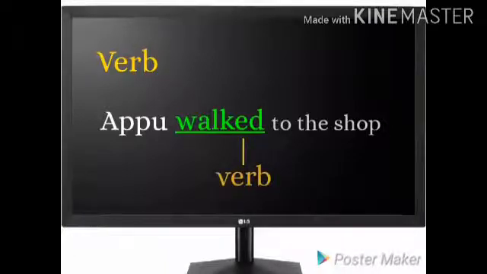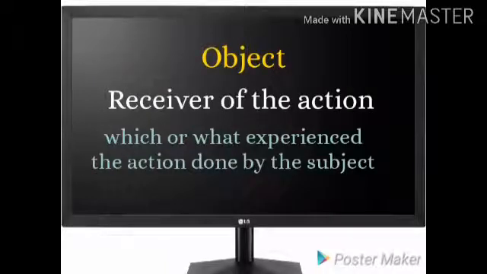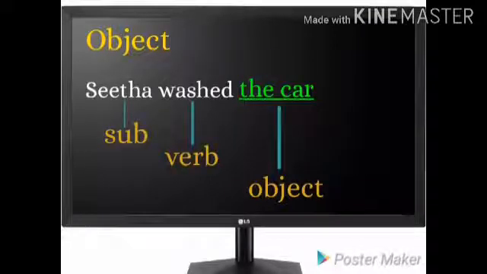Now, we are moving on to the third unit. That is object. An object in a sentence is the receiver of an action, that is, who or what experienced the action done by the subject. Let me check an example.